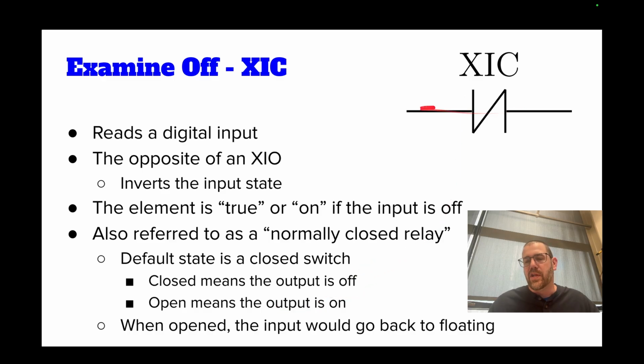So if there is a connection between here, it's off. If that connection is broken, then the output comes on. So again, think of that as the opposite of an XIO. We're examining if it's closed, and if it's closed, we consider that off. So when it's open, the output would go back to floating. When it's closed, there would be a connection between the 24 volts and this side of the element.